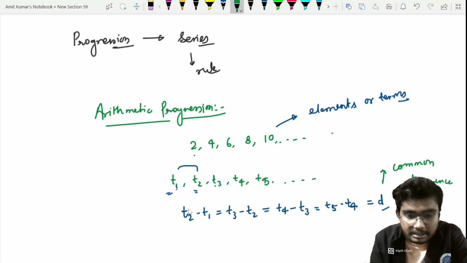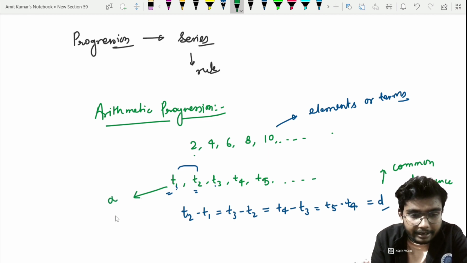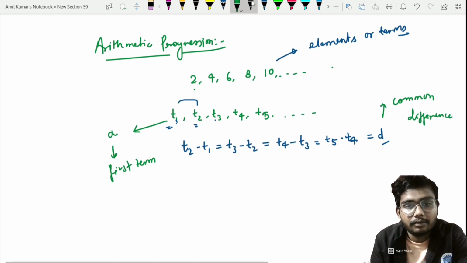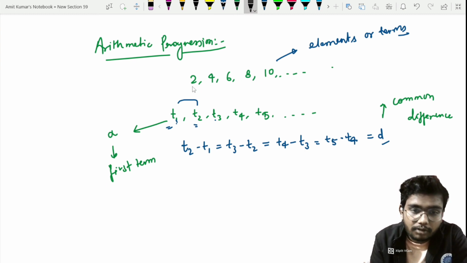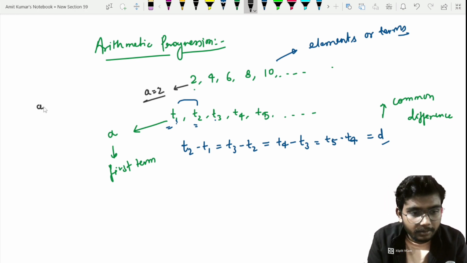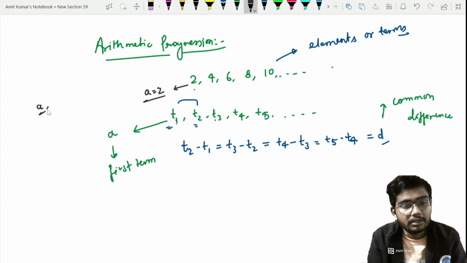Since T1 is the first term, it can be represented by A, and this is known as the first term. We had taken an example, 2, 4, 6, 8, 10. From here we can see that this 2 will be our A, the first term, and the first term is denoted by A, and the common difference is denoted by D.